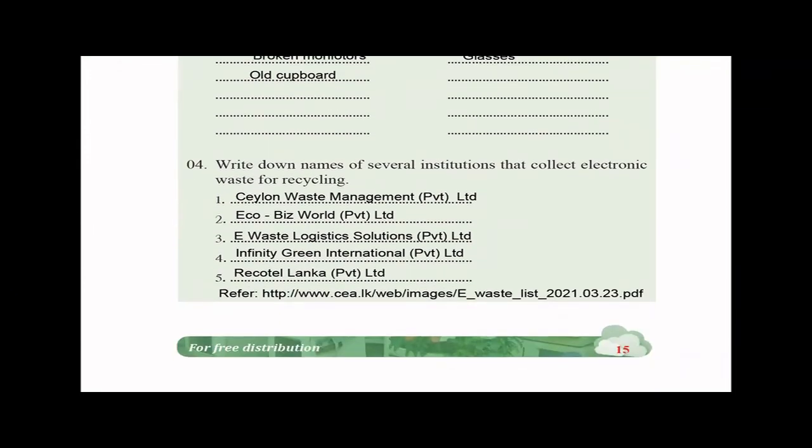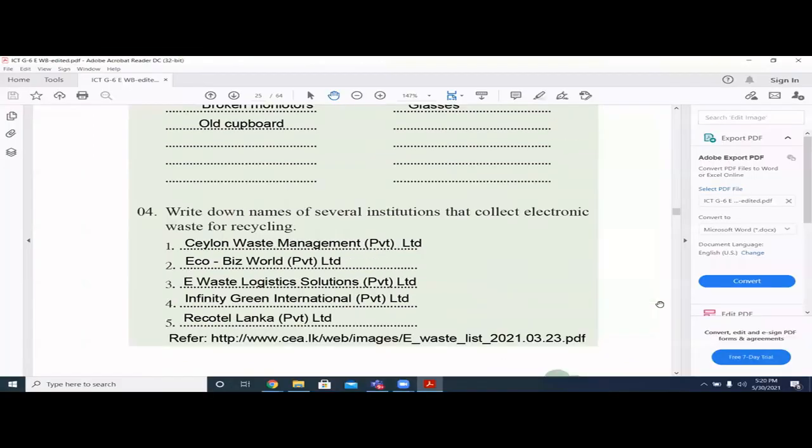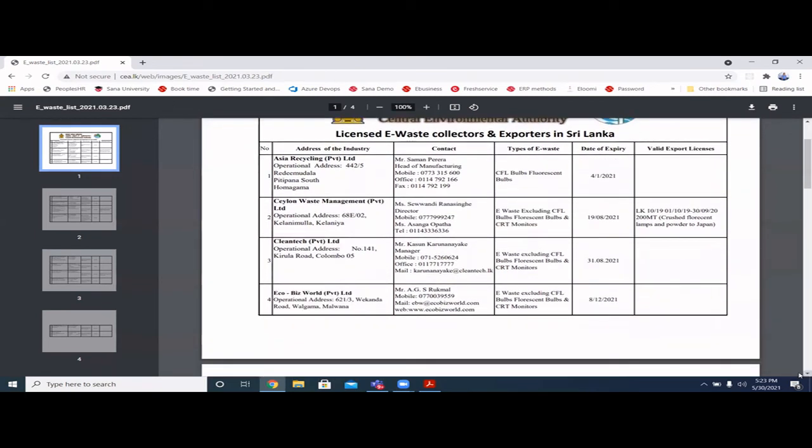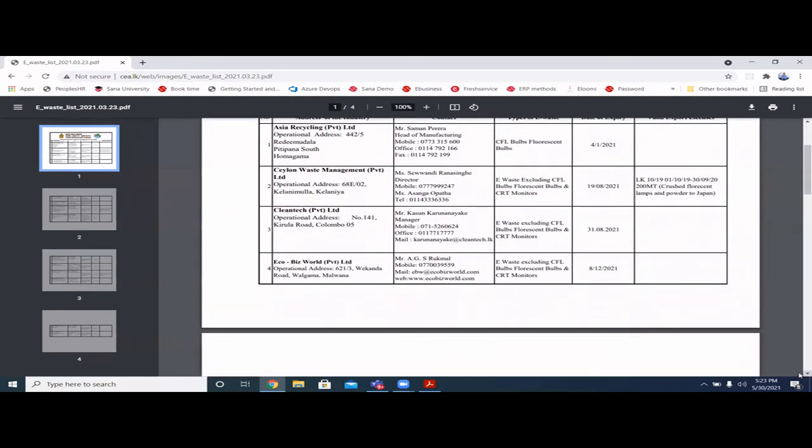Write down names of several institutions that collect electronic waste for recycling. So if you go to this link, I have mentioned your link, you can find a PDF. Let's go and see. You can see there are so many electronic waste collectors. This is actually maintained by the Central Environmental Authority. So here you can see so many e-waste collectors, right? Different locations. So you can copy one of these things.